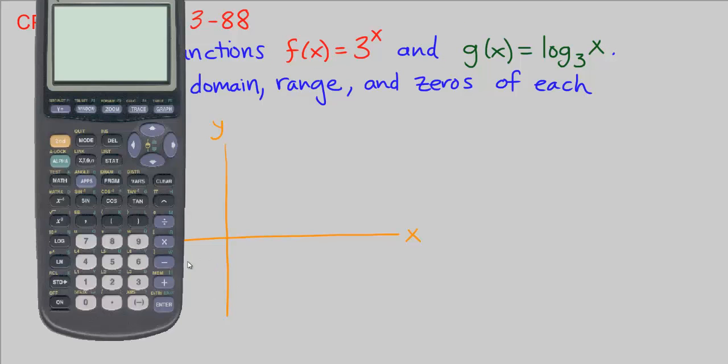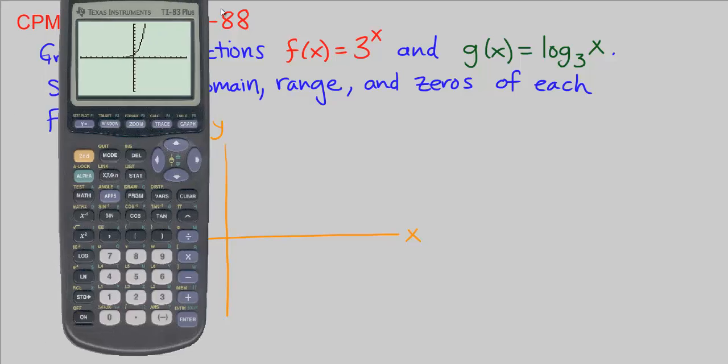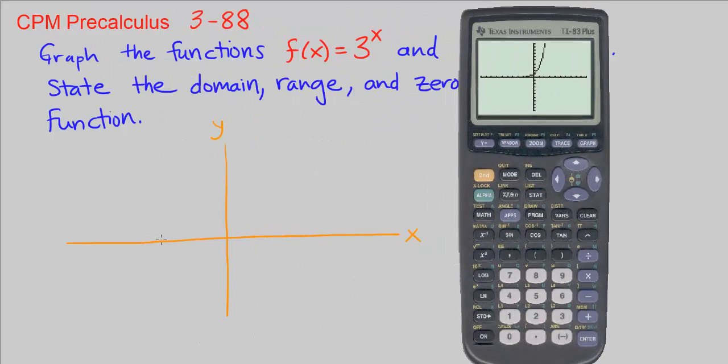So let's go ahead and look at it in our calculator, f of x in red. So I'm going to turn on my calculator and go ahead and graph y equals 3 to the power of x, right? That's f of x. Graph it. I'm going to see that it takes this shape just like that, right? So I'm going to go ahead and use red and graph it. Okay, so here is f of x.